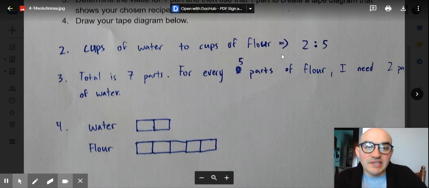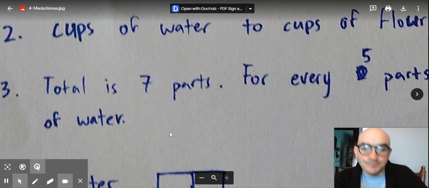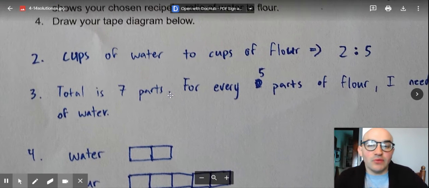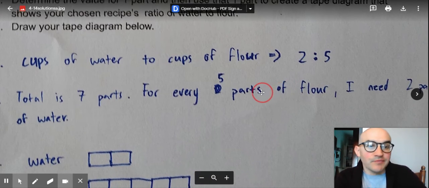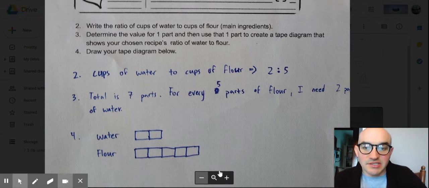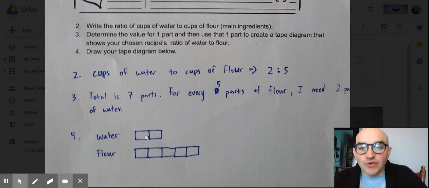The total is 7 parts. So that's number 3. We're going to find out how many parts of water I need for every part of flour. So for every 5 parts of flour, I need 2 parts of water. That's what that sentence reads right there. Let me just minimize that so you can see that. So yeah, for every 5 parts of flour, I need 2 parts of water. And then the last thing is to draw it as a tape diagram.